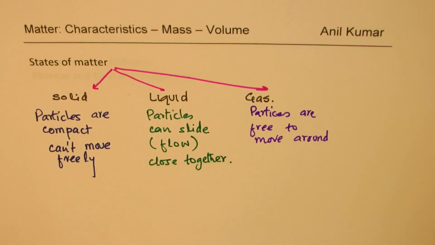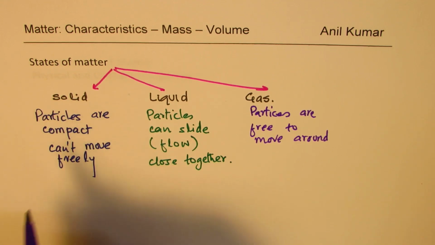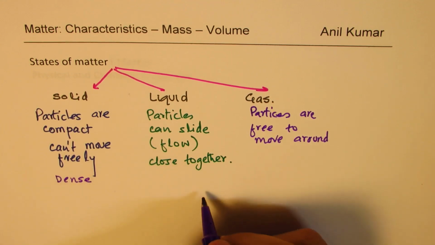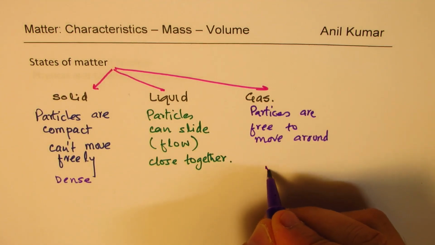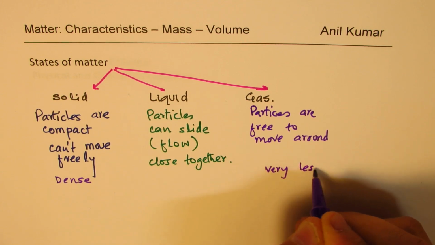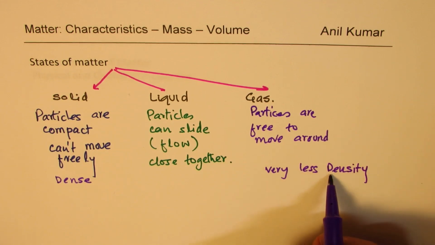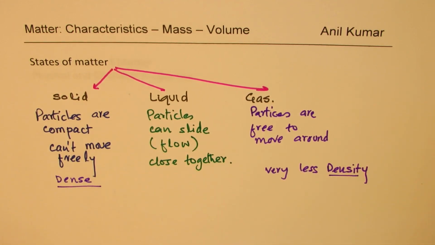Now because of these properties, what we see is that solids are compact, that means they are more dense, and gas is very less dense. Now what is density? We'll discuss this. It is the mass in a particular volume, right? It's a ratio. So we'll talk about density soon in this particular video.